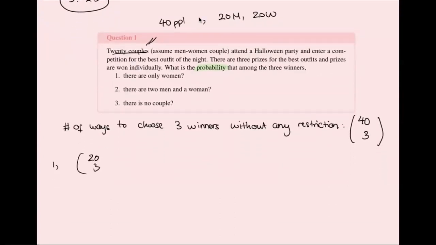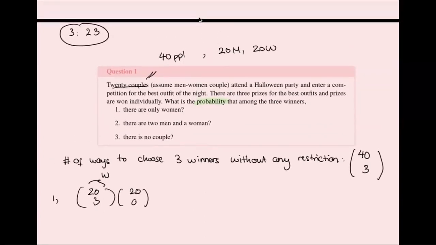Yes, that is correct. The student got this number, I believe, because out of 20 women, they choose 3 to be the winners, and out of 20 men, we choose 0 as the winners. Since all winners are women, we have 0 men as winners. So this would be the cardinality of the event where only women are the winners. But we want probability, so we have to divide it by 40 choose 3.